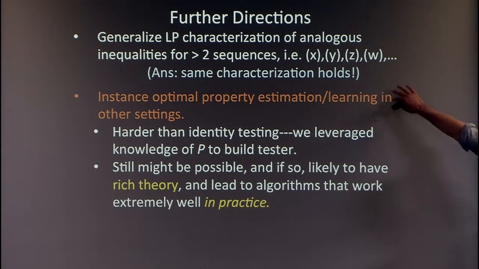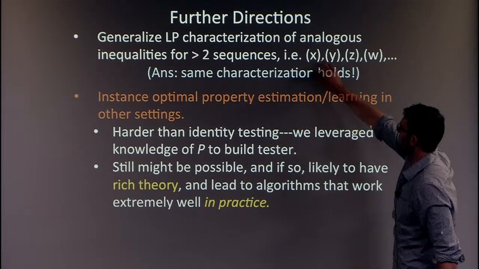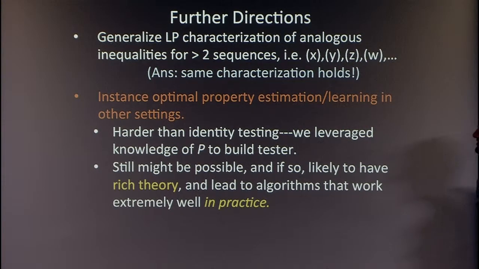So this characterization of these inequalities applies to sequences of 2 things. What happens if you have more positive sequences? And the answer is the exact same characterization holds. It's quite a robust phenomenon, and it seems to be new in part because the proof is very algorithmic. So it's a little different from the usual math proofs of this sort of thing.